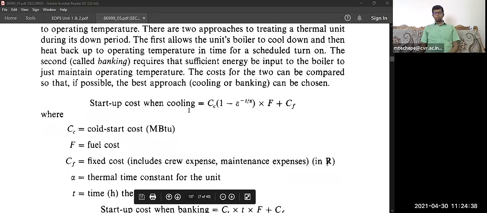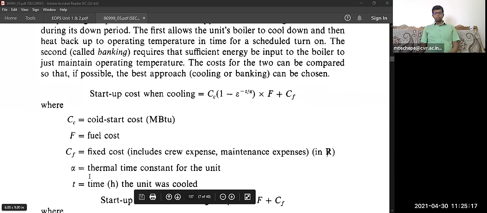Okay, so the startup cost when cooling includes C_C × (1 − e^(−t/α)) × F + C_F. Where C_C is nothing but the cold start cost, in million British thermal units. F is the fuel cost. Then C_F is nothing but the fixed cost. Fixed cost includes the crew expense and maintenance expense. Okay, so that is the C_F.